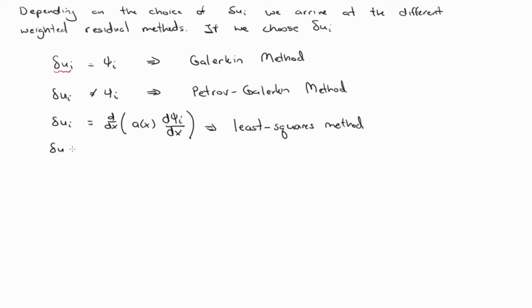If I choose the del ui to be equal to the delta function, I get what's called a collocation method. So where delta is the Dirac delta function.